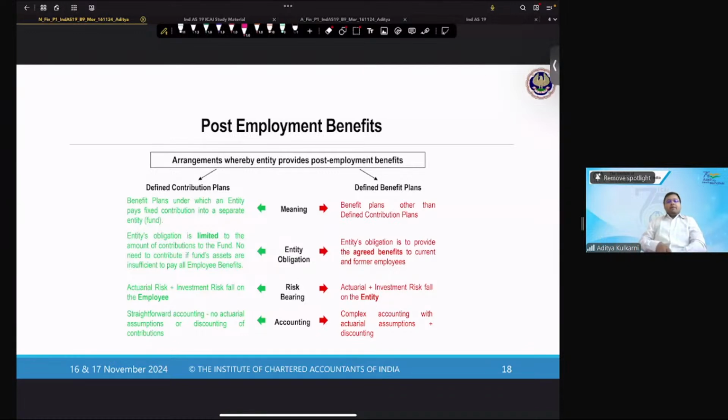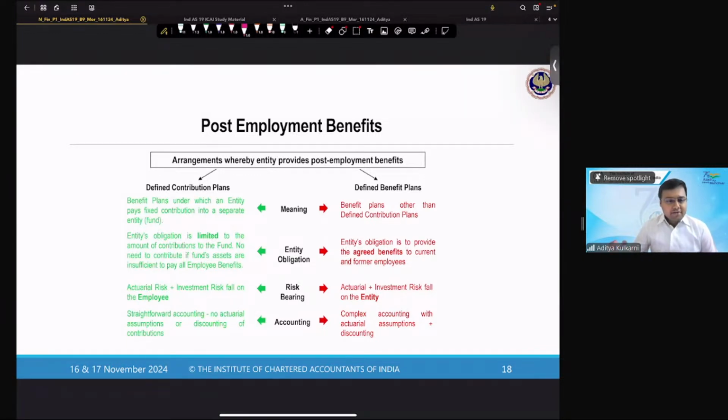So what do I mean by post-employment benefits? These are the benefits that will be paid after the end of the employment. We'll not use the word termination of employment because termination signifies an act that has come in from the entity's side. So post-employment means retirement or resignation or superannuation, whatever you name it, whatever you call it. So that is the meaning of post-employment benefits. These are broadly categorized into two types.